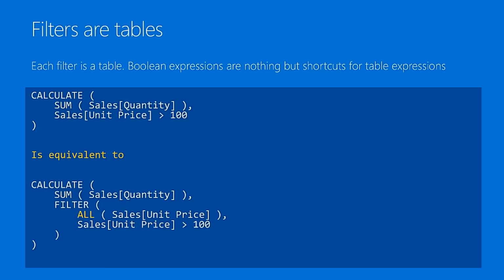So when you write calculate sum of sales quantity where unit price is greater than 100, this is equivalent, meaning that it is internally converted into a more complex expression that says calculate the sum of sales quantity and filter all the unit price where unit price is greater than 100. And the important part of this filter is this all. It's not filtering the values of unit price, it's filtering all unit price. So it first removes any filter from the unit price column, and then it replaces the filter with a new filter that shows only the rows where the unit price is greater than 100.